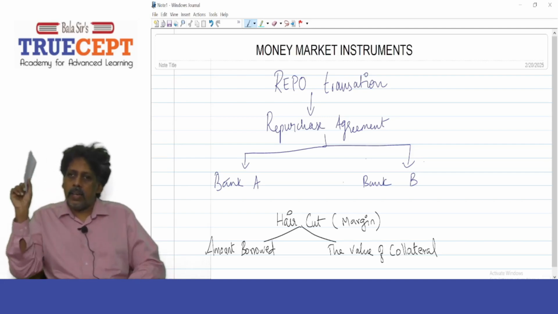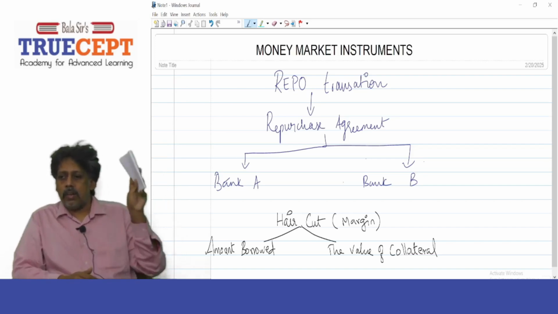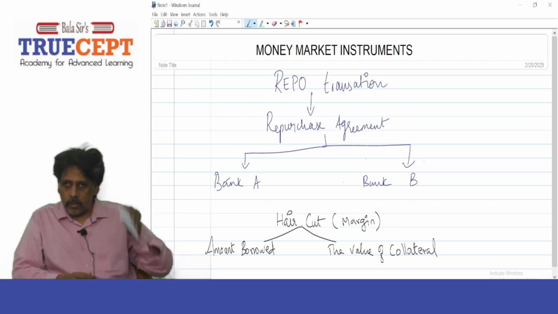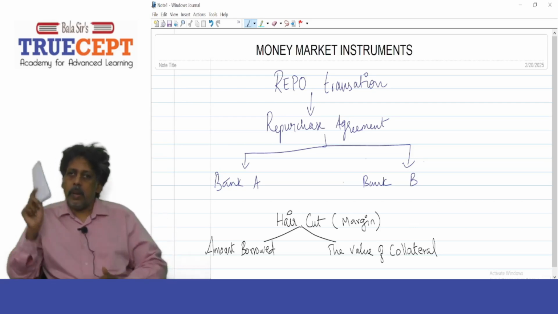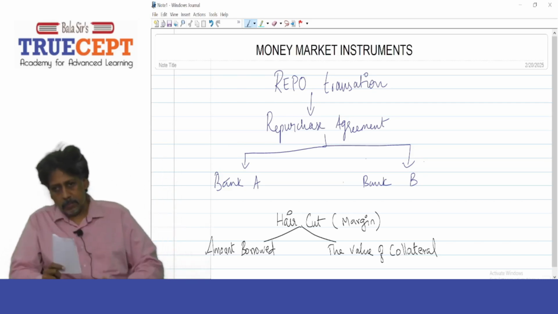So banker A should not remove this investment from the books, even though it is sold to banker B, because of all the risk and rewards. Even if the investment goes down to 95,000 in a month, still banker A has to pay 1,01,000 and repurchase these investments. Is that clear? Yes. Got it?